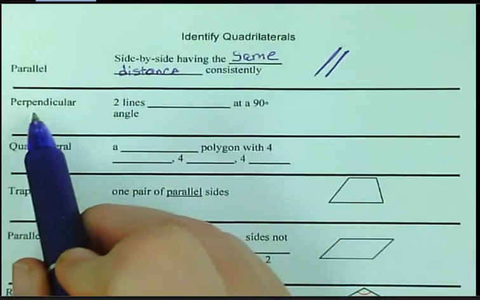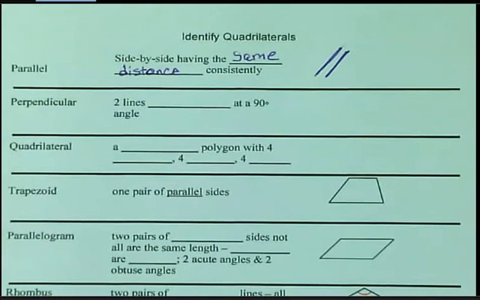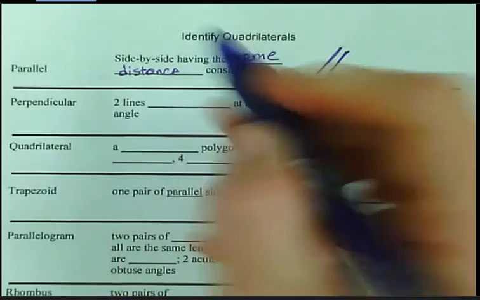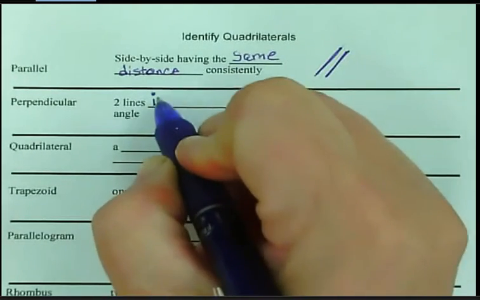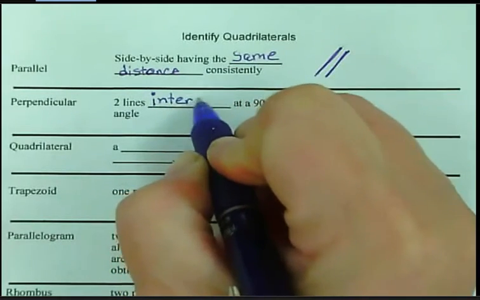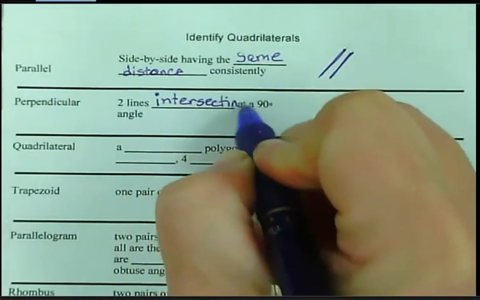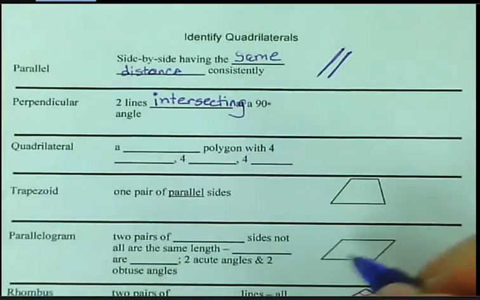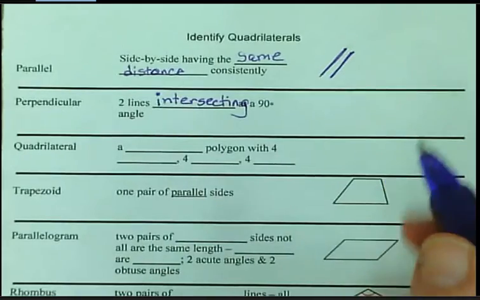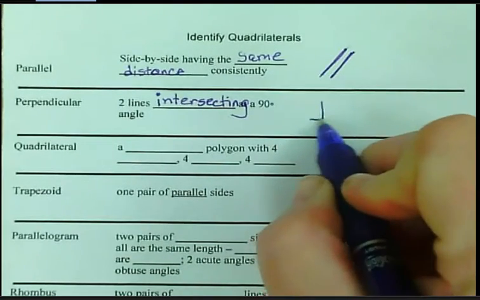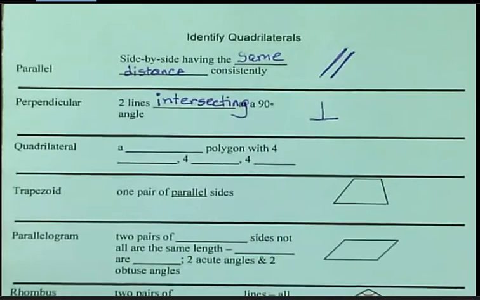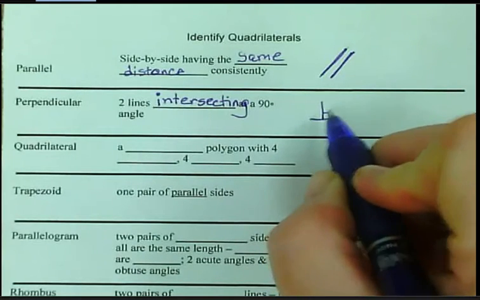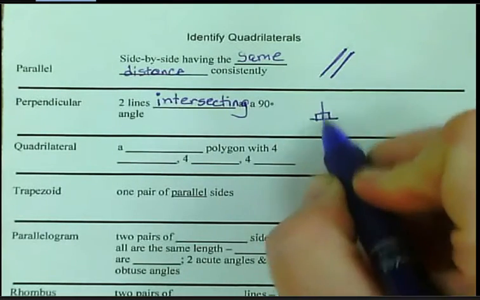Now this word is perpendicular. All right, quit laughing. Perpendicular. I know, it's a fun word. Perpendicular means two lines intersecting. That means they cross over, intersecting at a 90-degree angle. And again, there's a little symbol that math people use. That's perpendicular. Because you end up with a 90-degree angle here and a 90-degree angle here. Perpendicular.